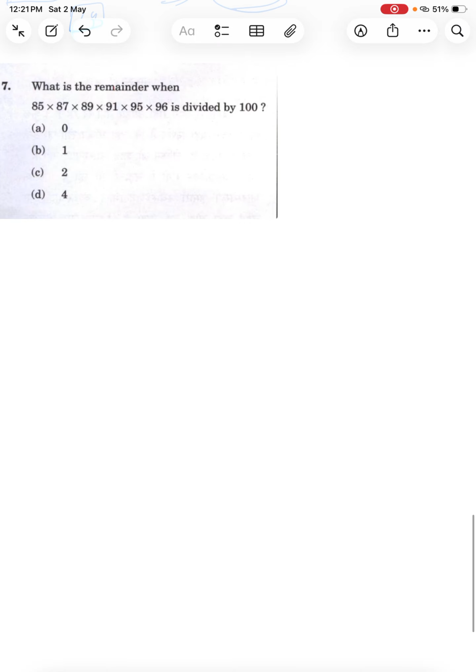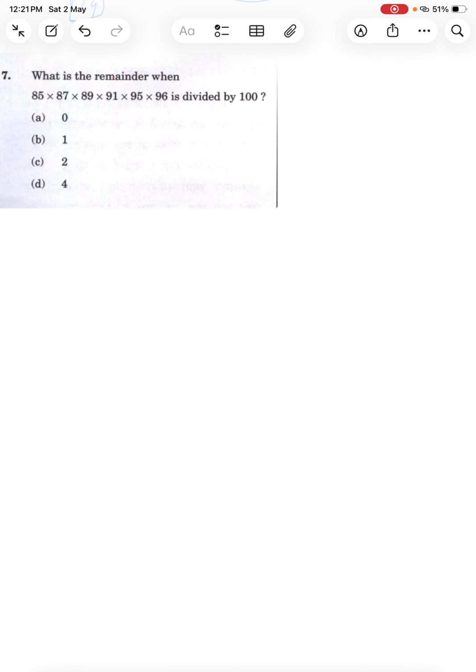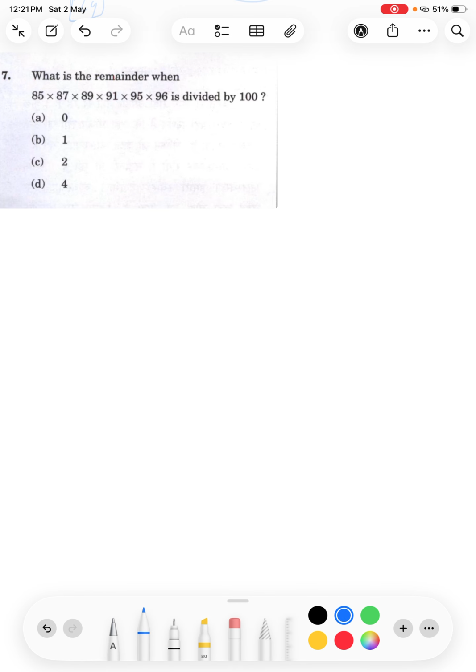Question number 7 from Set A 2023 UPSC CSAT question paper. The question says, what is the remainder when this expression is divided by 100?